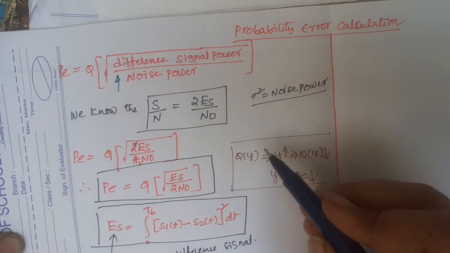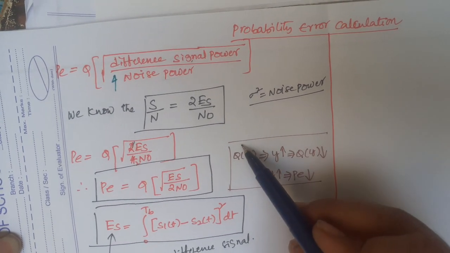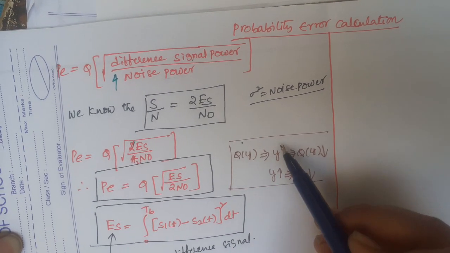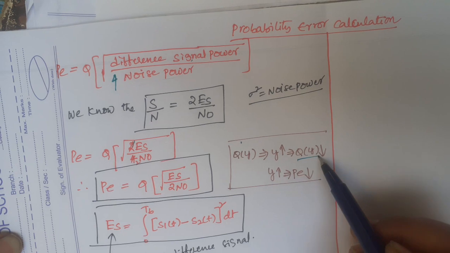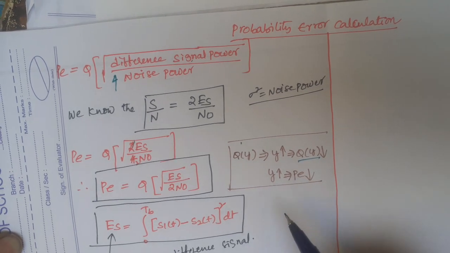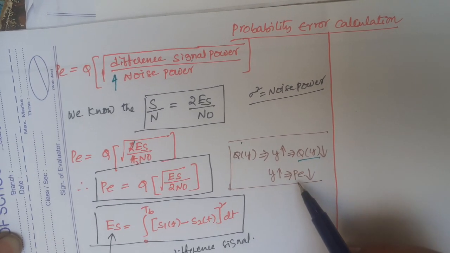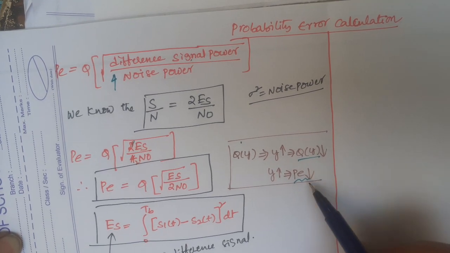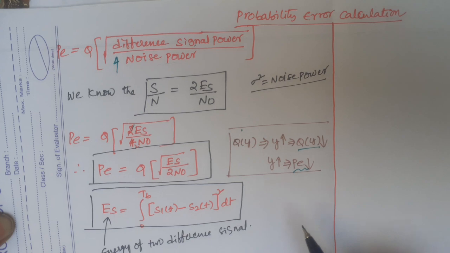And another one, the Q function properties: when this internal value y increases, the Q function value decreases, and when y increases, the probability of error automatically decreases. Because Q of y decreases, the probability of error decreases.